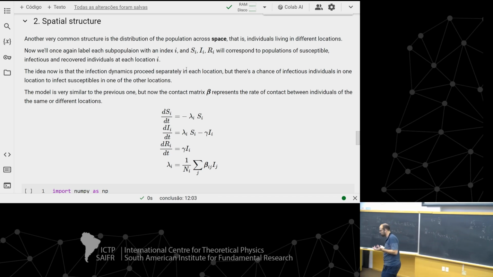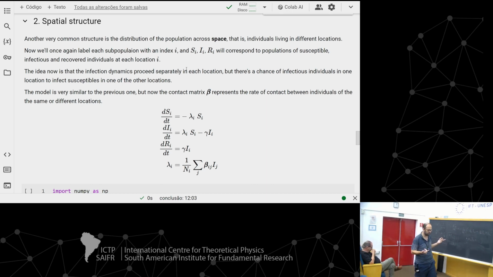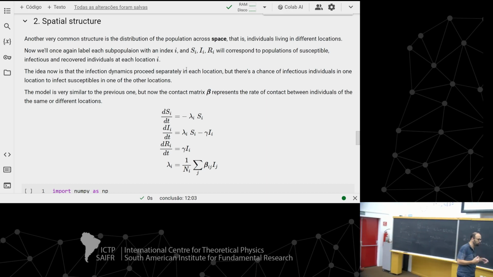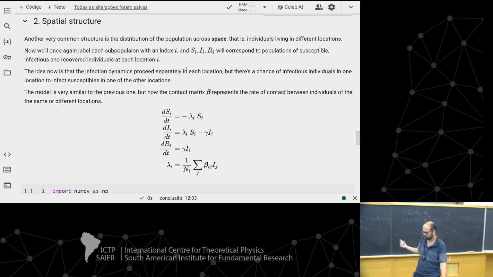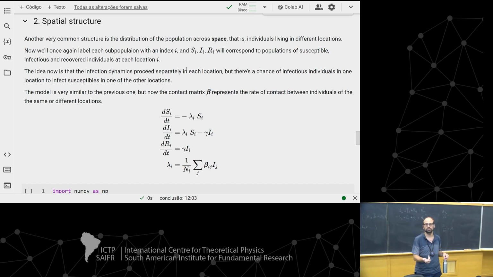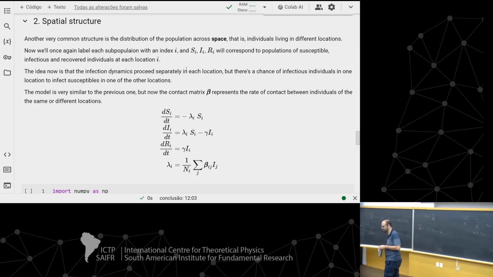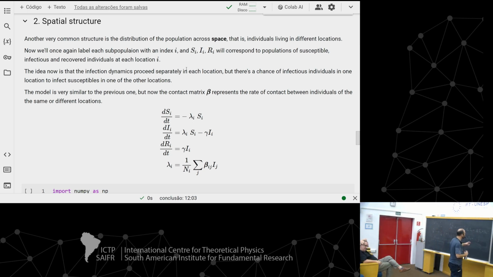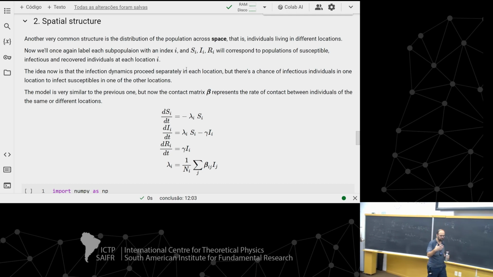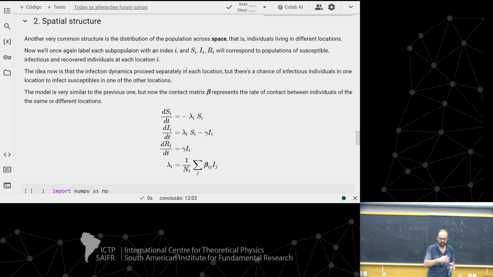But now, of course, what we are interested in is, why do I build a model like this? Because I want to talk about the spread of disease between cities. Now, how do I do this? It's more or less similar to what we had before. I'm going to say, well, suppose I am having an epidemic.